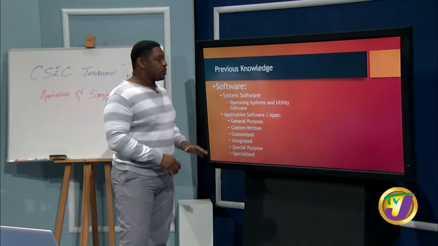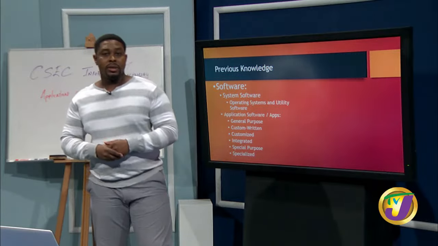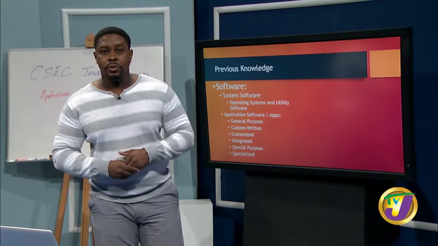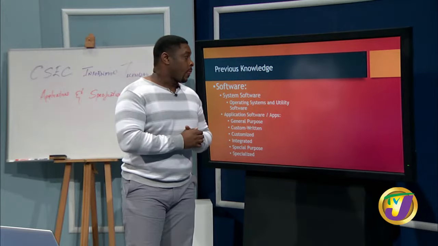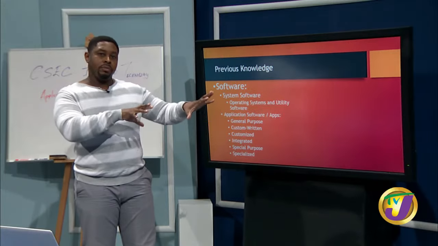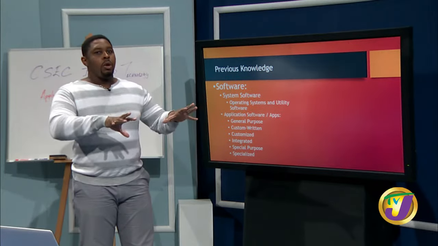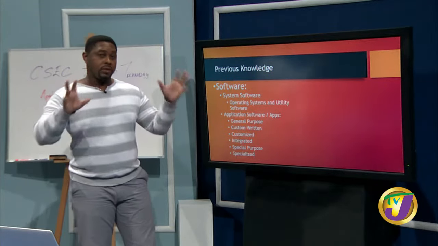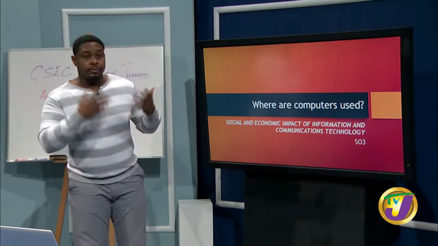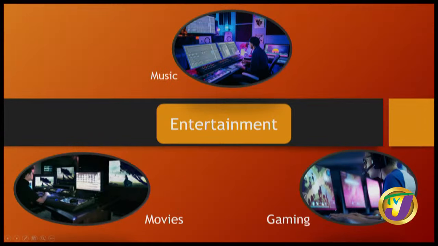All right. And then also you need to remember what software is, you know, the types of software, system software, application software, the types of system software, etc. All right. So if we're going to look at these different applications of computers, we need to remember what hardware devices are, what software devices are, how we use them. So, how are they used? Well, they're used in an entertainment sector.